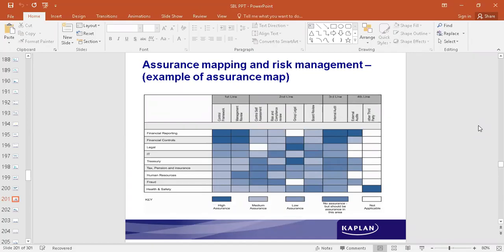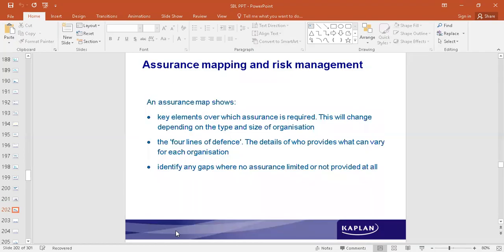So we see that high assurance is required in certain areas. The areas are categorized into first line, second line, and so on, and some activities are categorized under each of them. Then across the functions of the business, in what areas is assurance required, or what kind of assurance is provided: high assurance, medium assurance, low assurance, no assurance required, and not applicable to that particular situation. So this again is a visual presentation about assurance mapping.